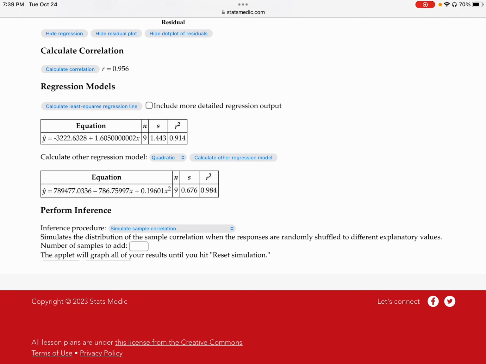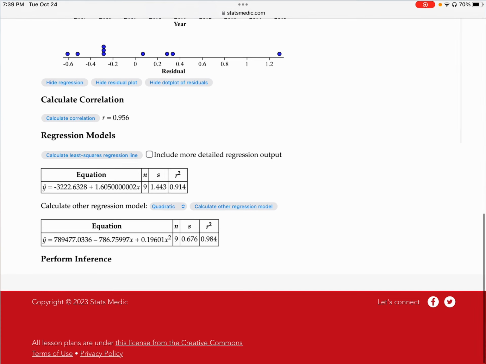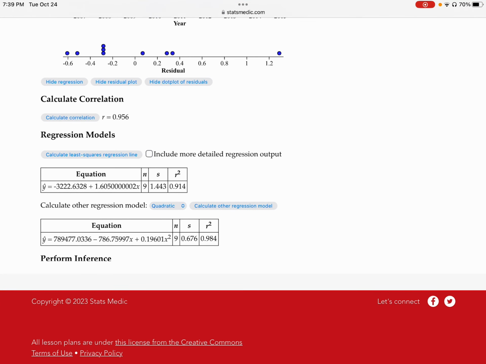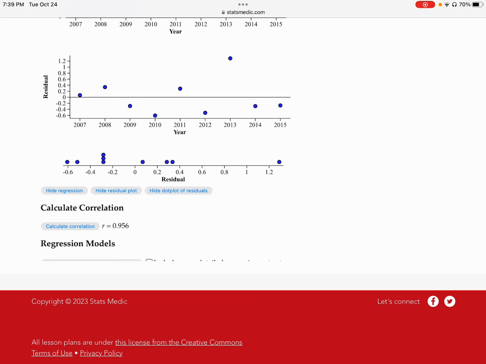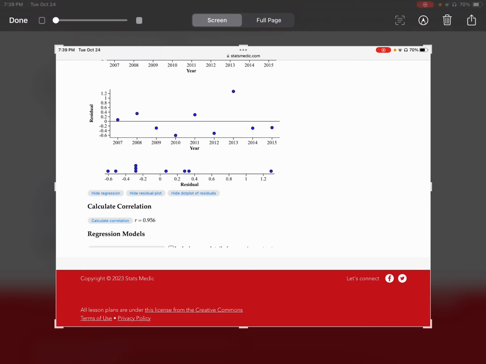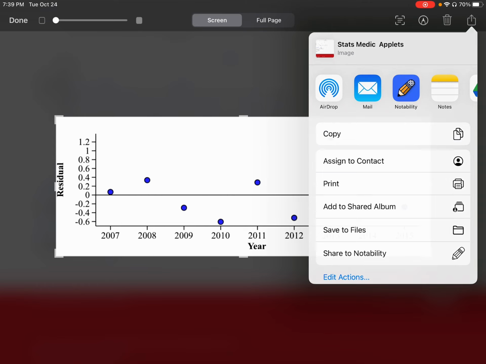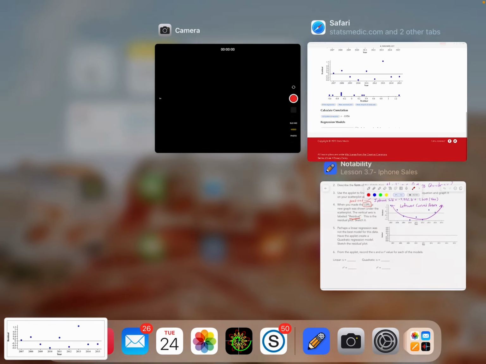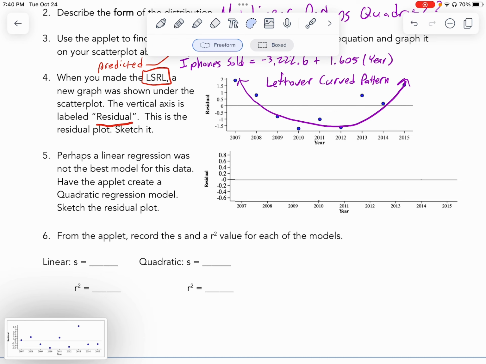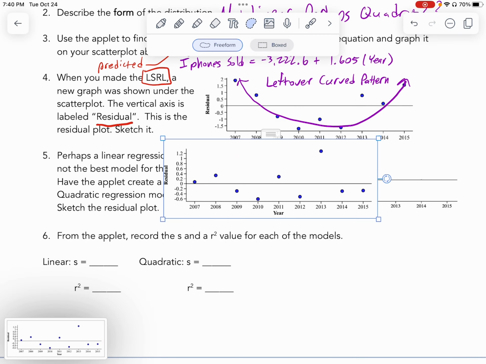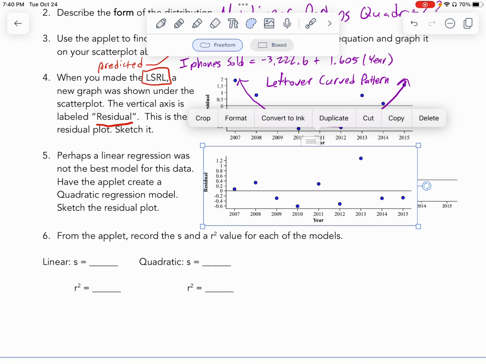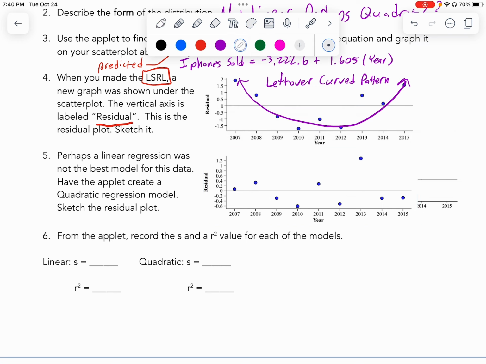So when you did this, maybe it's hard to notice, but it gave you the new equation, and right above it, this is a new residual plot. It is different. I'm going to screenshot it and put it right in my notes, right next to the other one. Okay, so there's that one. Doesn't fit too well, so I don't like that extra stuff over here. So I'm getting rid of it.